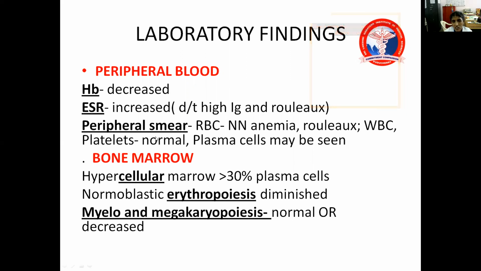Next most important is the peripheral smear. Of course, you find rouleau formation and normocytic normochromic anemia, whereas WBC and platelets are found to be normal. Sometimes peripheral plasma cells can also be seen in the peripheral smear. Next, the most important confirmatory diagnosis is based on bone marrow. As I said, there is an increased number of bone marrow plasma cells, so there should be obvious hypercellularity in the bone marrow. However, erythropoiesis is diminished because of anemia, but it is of normoblastic nature. Whereas myelopoiesis and megakaryopoiesis are predominantly normal, though sometimes they can be reduced.